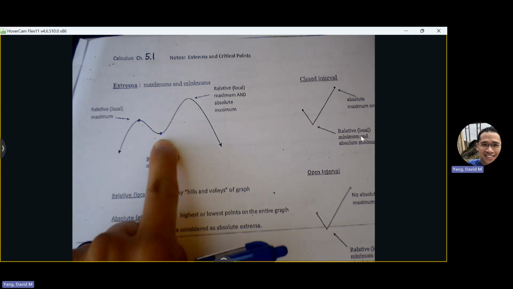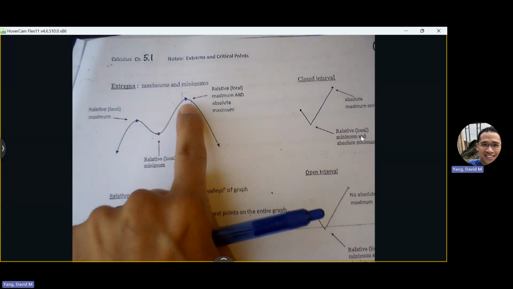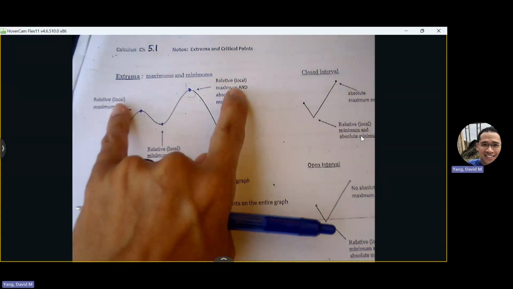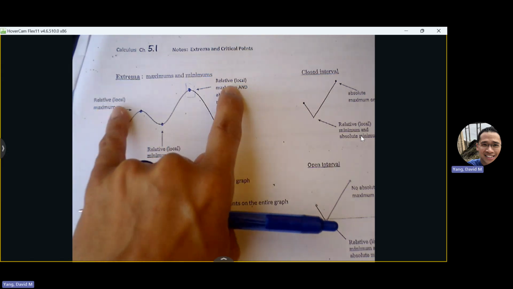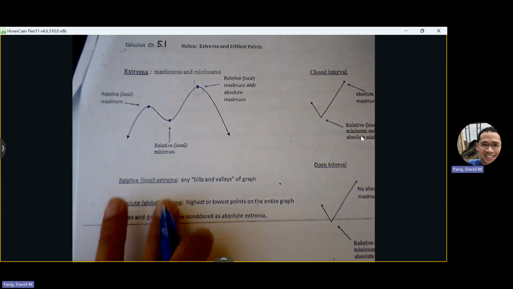So it's a relative minimum. And here, this is also a relative maximum because in relation to the points immediately to the left and to the right, it's higher than those. Sometimes you may also see "local" as well. So local, relative, we usually use relative, but sometimes you may see local. It just means the same thing.